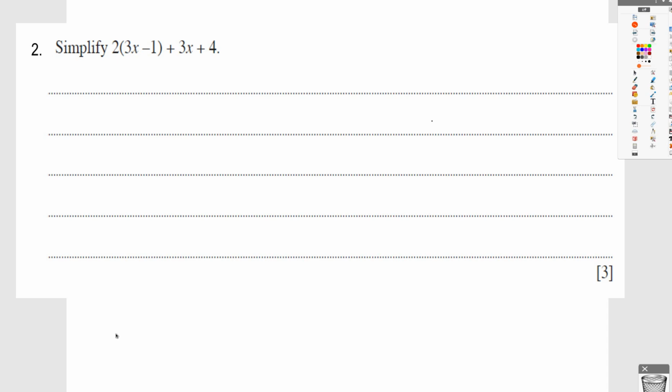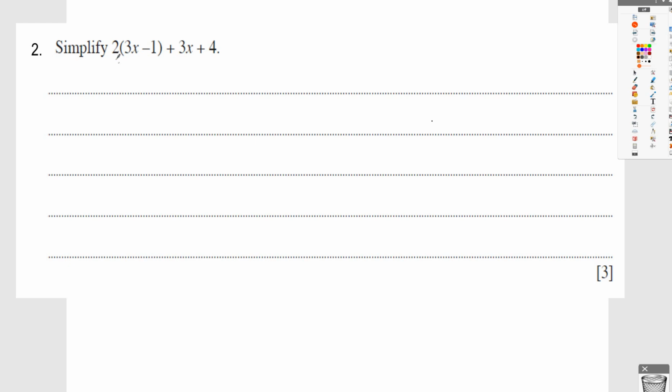Let's look at this second example. Simplify 2 open bracket 3x minus 1 close bracket plus 3x plus 4. You notice this is slightly different to the question that you've had before. Before it told you to expand and simplify. This is asking you to just simplify. But to do that, we do need to expand this bracket here and then simplify.